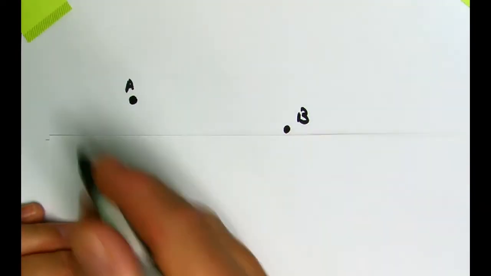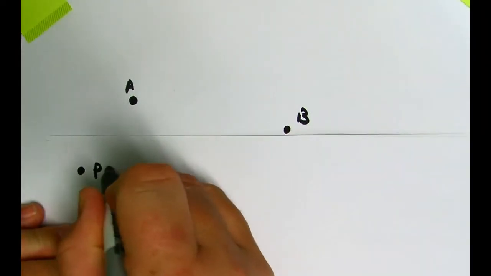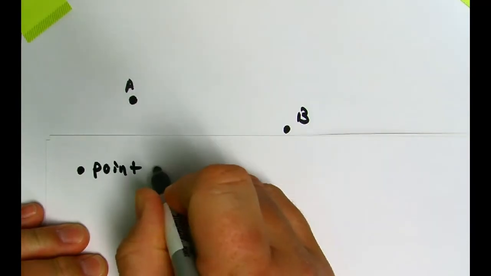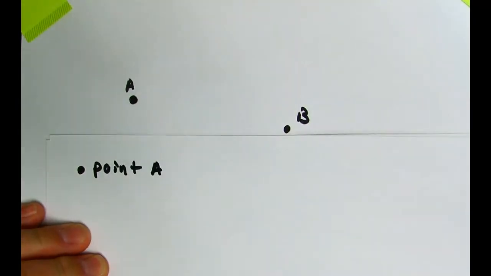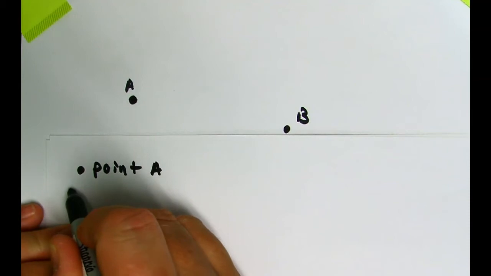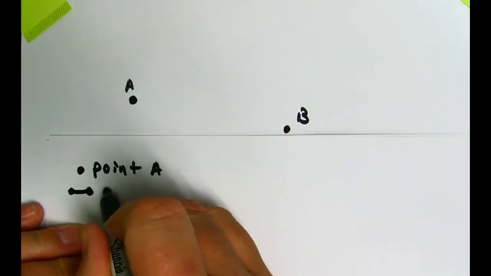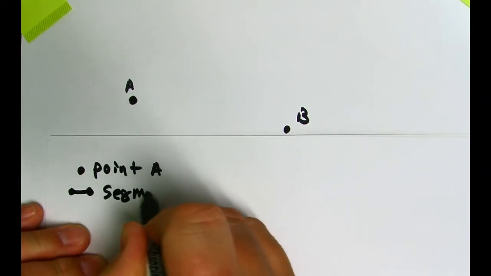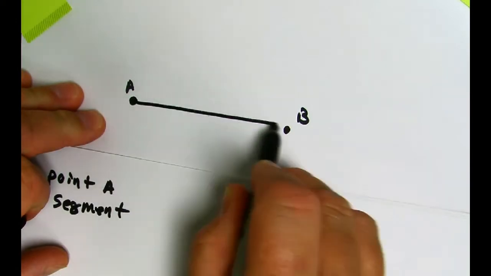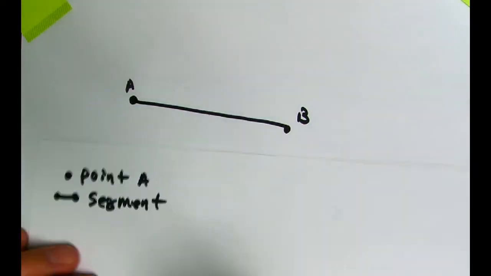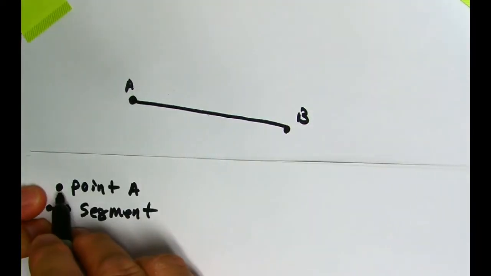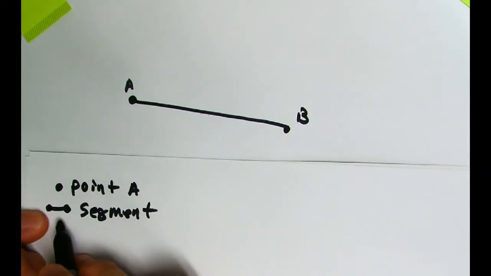The most basic thing in the world that we can have is a point. So we have one single point, and we can call it point A. But as soon as I start putting 2 points down, then I can connect them, and that becomes a segment. So let's make a segment. And we went from no dimension to one-dimensional, left and right.